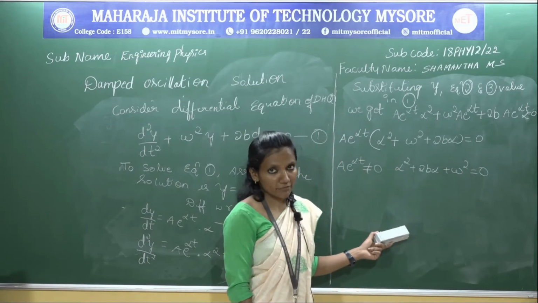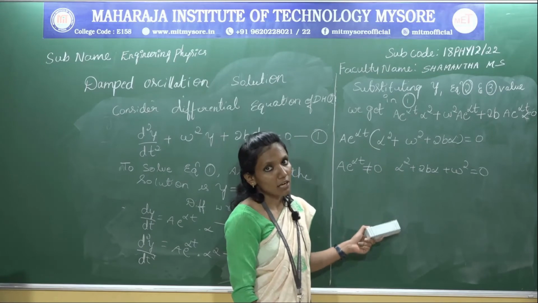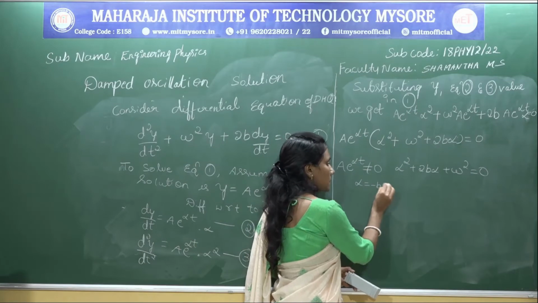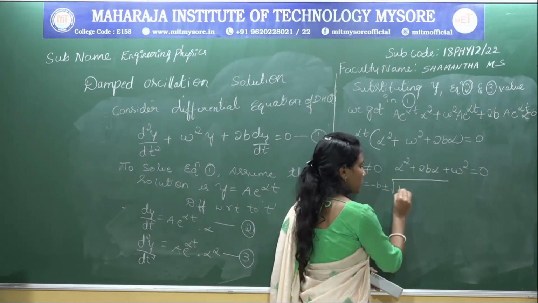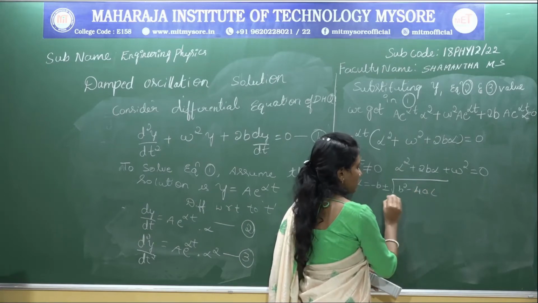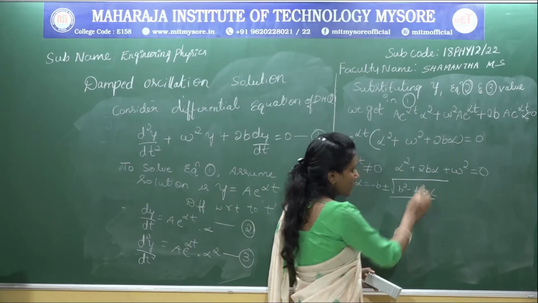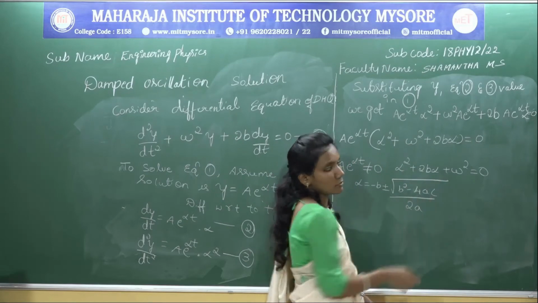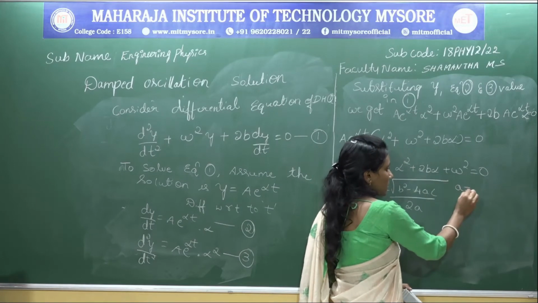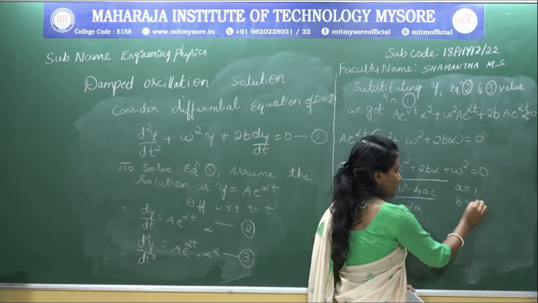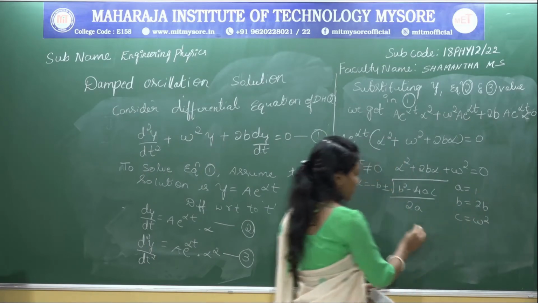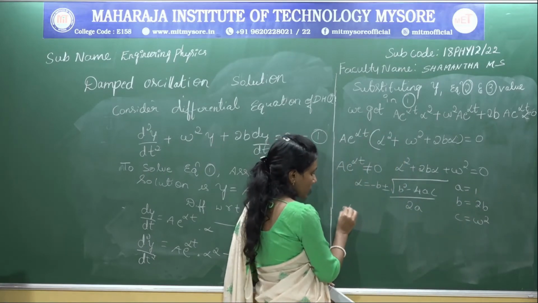To solve the quadratic equation, we know the formula, that is alpha is equal to minus b plus or minus root of b square minus 4ac divided by 2a. So, what are the coefficients a, b, c here in this quadratic equation? The coefficient a is equal to 1, b is equal to 2b and c is equal to omega square. Write those values here, then what we will get?